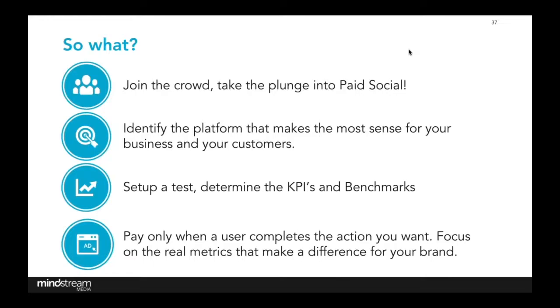So I think from the end of it, what our so-whats, or what we would want someone to take away from today's webinar is: join the crowd, take the plunge into paid social, identify the platform that makes the most sense for you, your business, and your customers, as well as your objectives, and set up a test. Draw the line in the sand, determine what it's going to be to win, and pay only when the user completes that action that you want. Focus on the real metrics that make a difference for your brand.